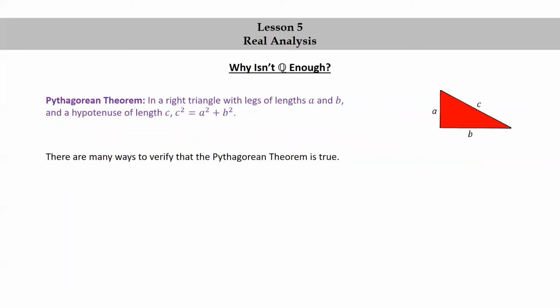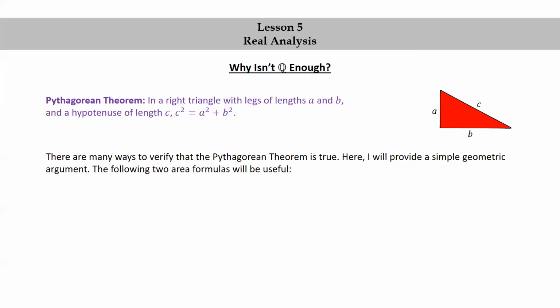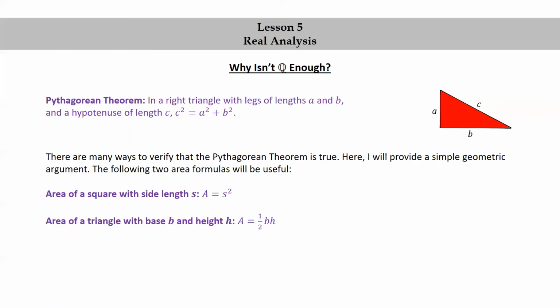There are many ways to verify that the Pythagorean theorem is true. Here, I will provide a simple geometric argument. The following two area formulas will be useful. The area of a square with side length s is area equals side squared, or s squared. The area of a triangle with base b and height h is area equals 1/2 b times h, or 1/2 base times height.